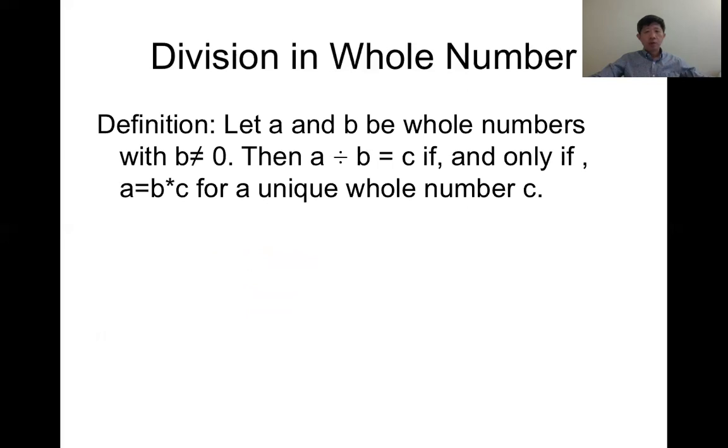Now here's the definition for division in whole numbers. Let A and B be whole numbers with B not equal to 0. Then A divided by B equals C if and only if A is equal to B times C for a unique whole number C.